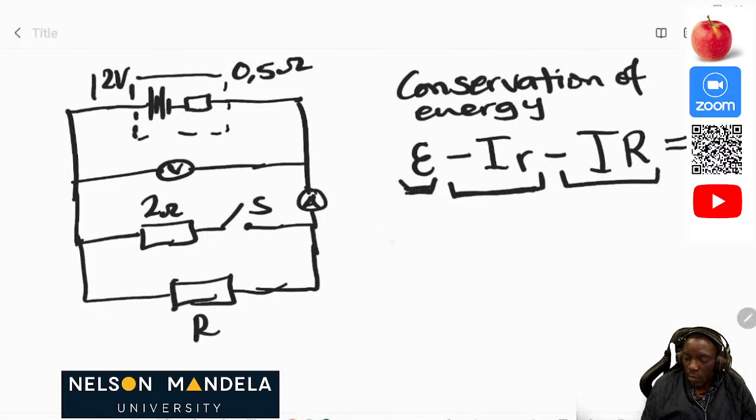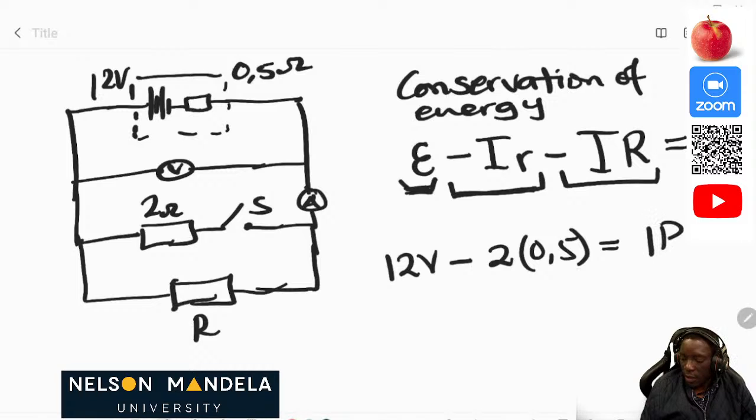So the EMF being 12 volts, 12 volts minus I, which is 2 amps, times 0.5 equals IR. So in other words, we have said that this voltmeter is simply measuring the voltage across this resistor. Take note, all these points without any device connected between them.